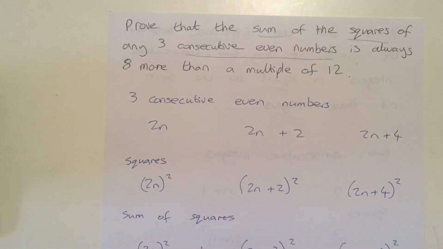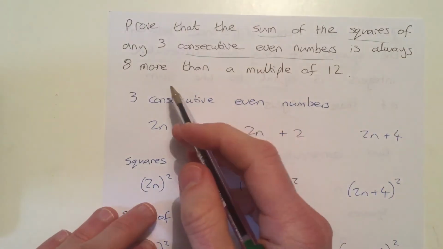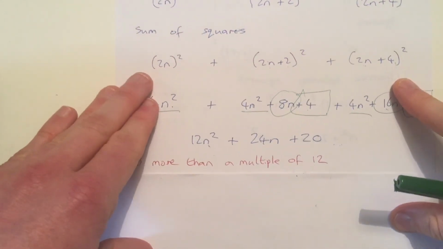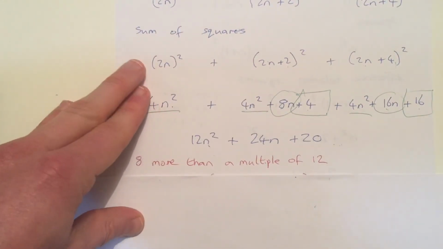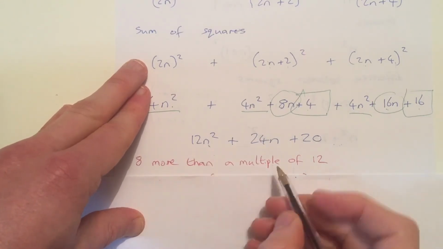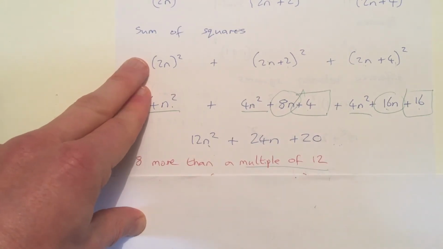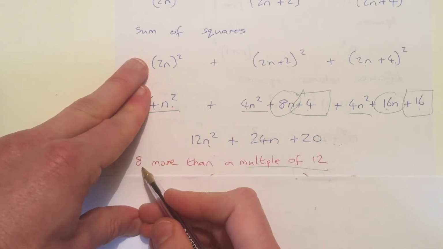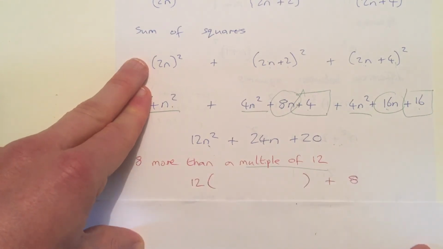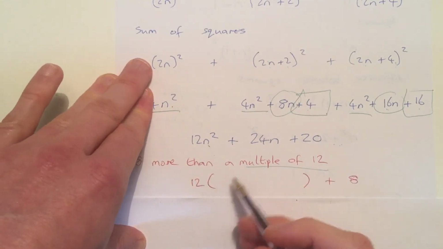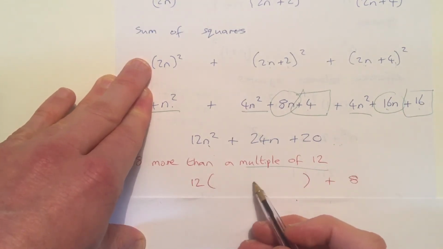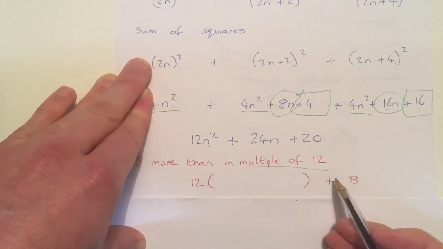Now let's get back to that complicated part. I need to show that this is always 8 more than a multiple of 12. So let me think about what 8 more than a multiple of 12 would actually look like. Now I know that a multiple of 12 is timesing by 12. And 8 more than that would mean to add 8 onto that. So that's making me think, I somehow want to show that this is the same thing as 12 times something, a multiple of 12, plus 8.